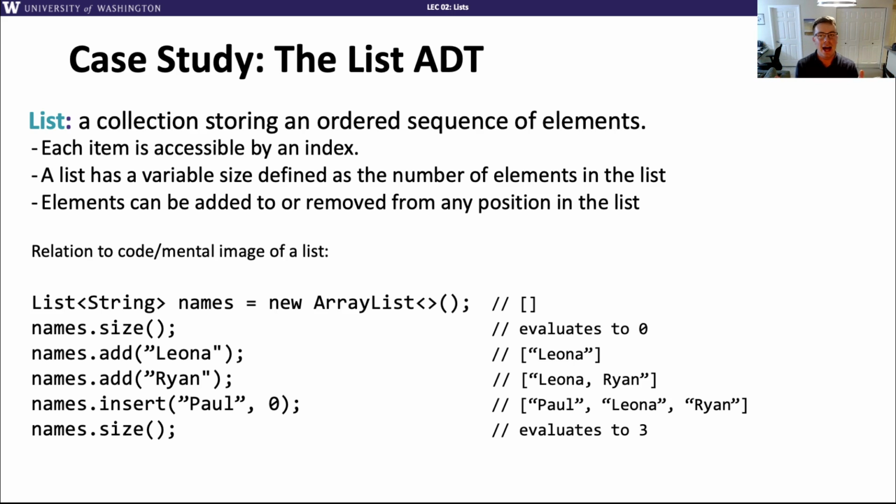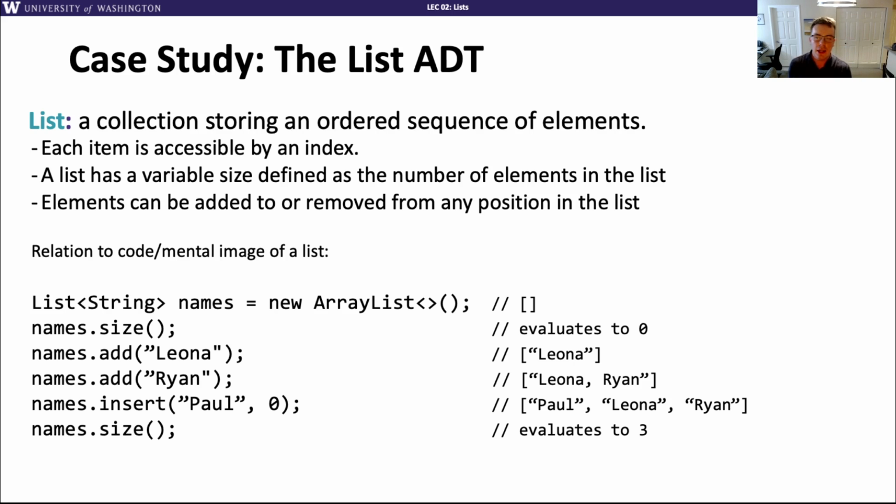And the list has a size. And the size isn't fixed. You can add things to the list, you can remove things, and the size of it will change. The size of it depends on the number of elements in the list. And it also allows you to add and remove elements in any order. So you can remove things from the beginning or the end.